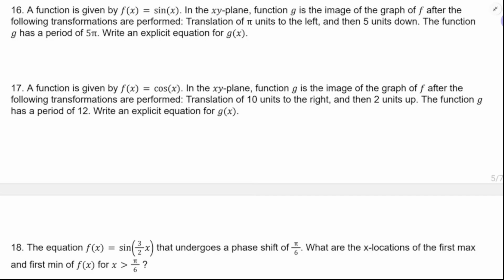All right, now here we've got a couple of transformation questions. All right, great. I haven't seen these in a while. Right, so they are giving us the translations and also the period.